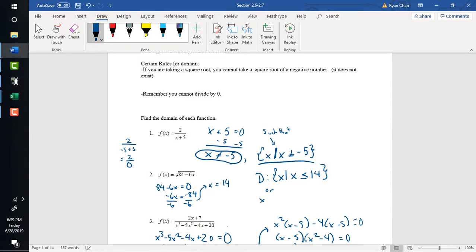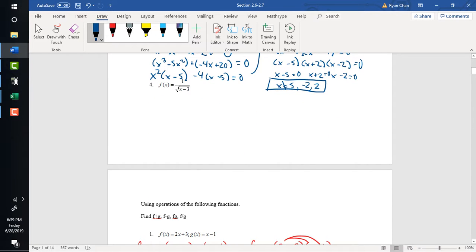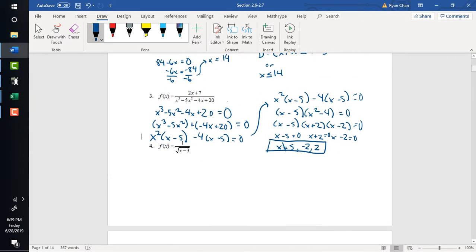Or you can just say x is less than or equal to 14, right? What does that mean? Because any number above 14, I have a negative number, so I can't take the square root of that, and that's my final answer. Okay? You know what? Let's just look at one more example. When I find a domain of number 4, okay?